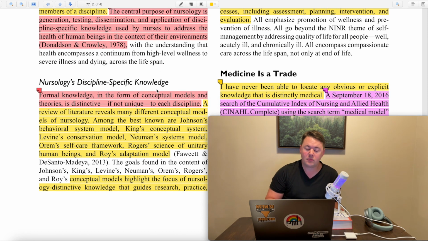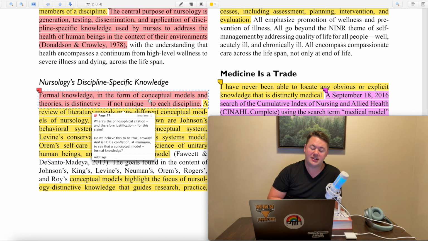So let's continue on. One of the subsections of the paper is entitled Nursology's Discipline-Specific Knowledge. She starts by saying formal knowledge in the form of conceptual models and theories is distinctive, if not unique, to each discipline. I think there are a number of problems with this statement alone. One of them is that I don't know how to justify the claim she's making here, that theories from a specific discipline make the knowledge in that discipline unique. Do you see what I'm saying?